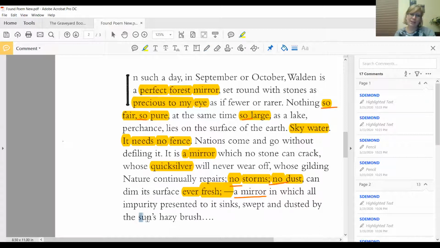How about the sun's hazy brush? Makes me think of a sunset, or maybe even a sunrise, different colors like a painting.